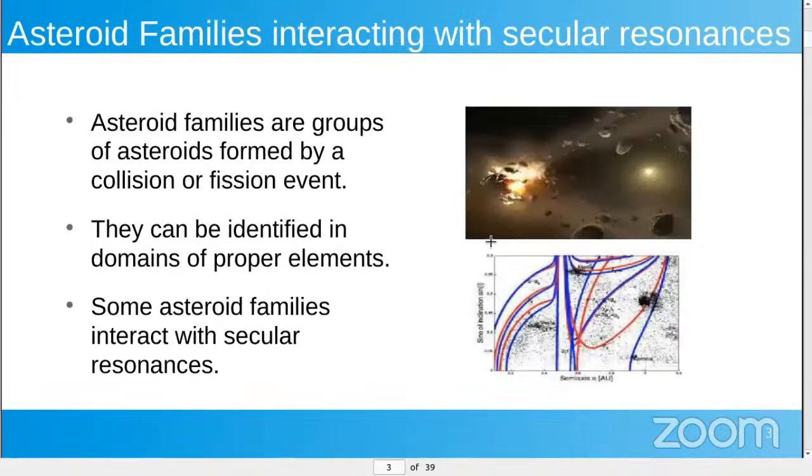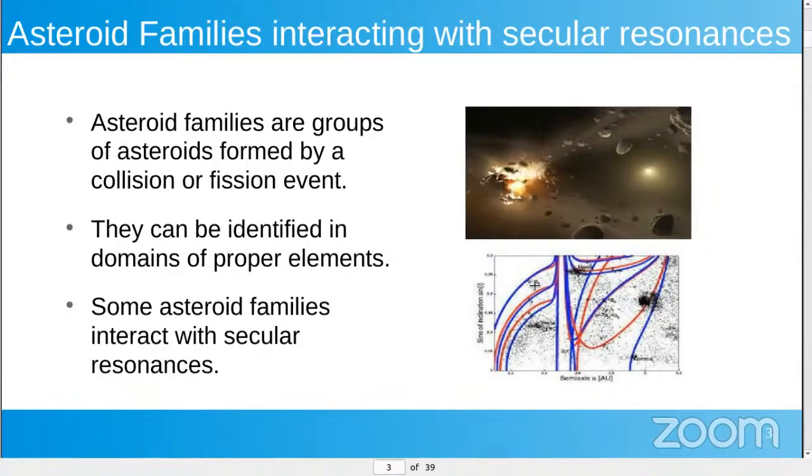For those of you who are not familiar with asteroid dynamics, asteroid families are groups of asteroids that are formed by a collision or fission event. We can identify them in proper elements, which are different from osculating elements because they are constants of the motion. From them we removed the perturbations from the planets.